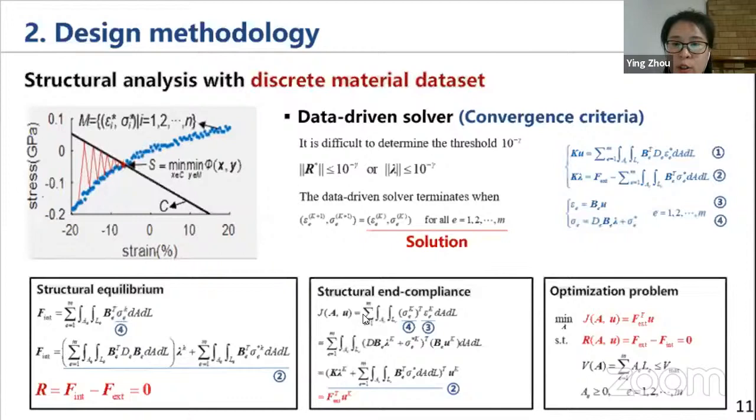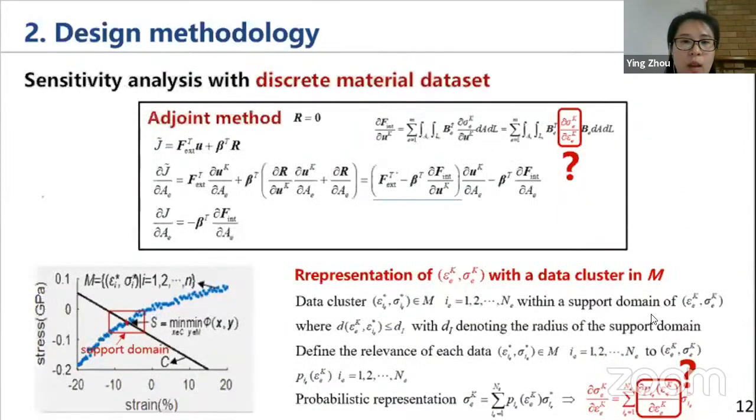Here, the structural compliance corresponds to the work done by the external force, and the structural optimization problem is to minimize the structural compliance. Since the structure is at equilibrium, the adjoint method can be used for sensitivity analysis. To calculate the adjoint vector, the derivative of stress with respect to the strain is first calculated.